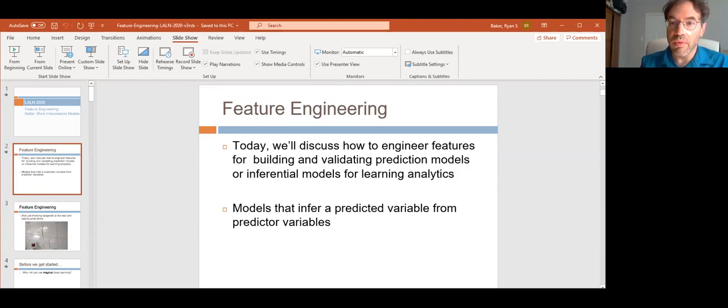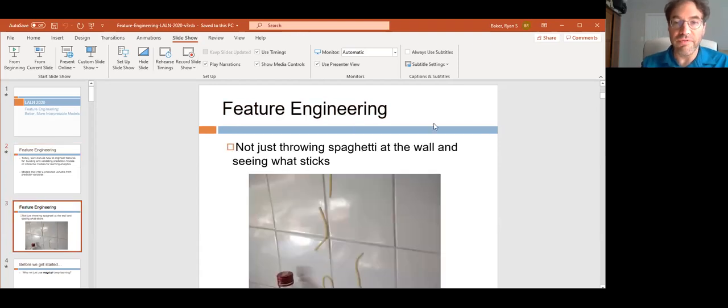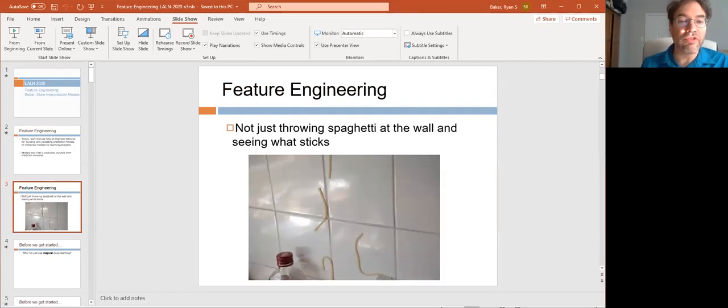So today we're going to discuss how to engineer features for building and validating prediction models or inferential models for learning analytics. And these are models that infer some predicted variable from predictor variables. Nothing particularly fancy. Your model that infers, is a student gonna drop out? Or is a student bored? Or is a student gonna get a great grade? Feature engineering is more than just throwing spaghetti at the wall and seeing what sticks, although that is a fine thing to do.